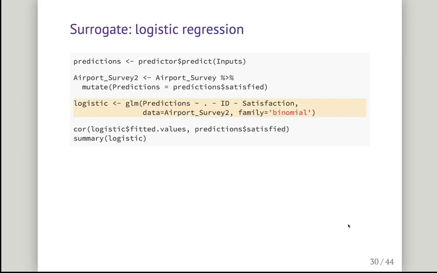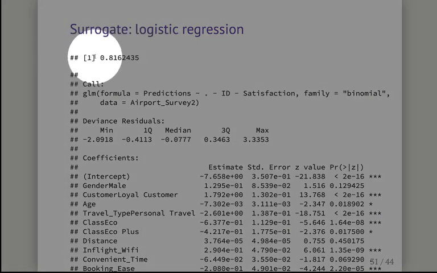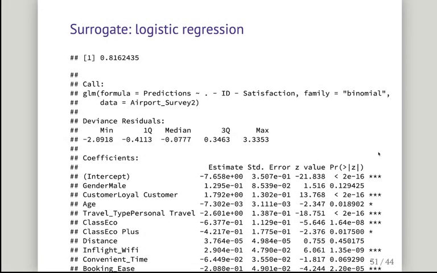We could also apply a surrogate model such as logistic regression. So here I've fit a generalized linear model using a binomial distribution, or logistic regression. The correlation with this compared to our more complex model is pretty high. We're explaining about 81% of the predictions. Here we can look at this output and see which variables are important based on the p-values and how those estimates are being affected.